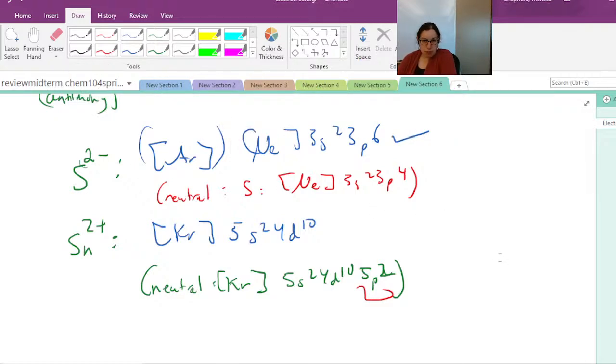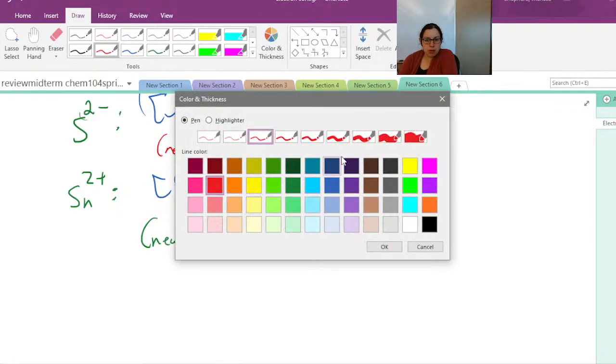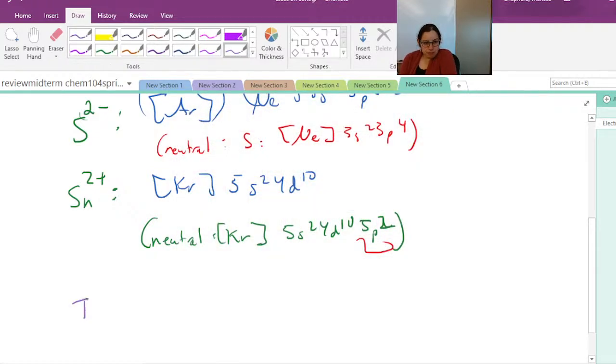All right, let's keep going. So I had a request online to do one of the transition metals for the electron configuration. So let's try that. So let's just try tantalum there and practice that.